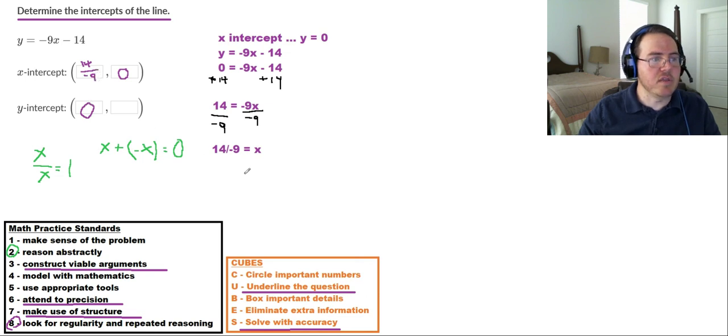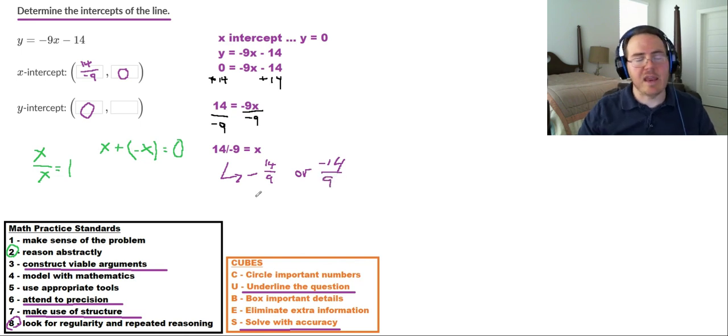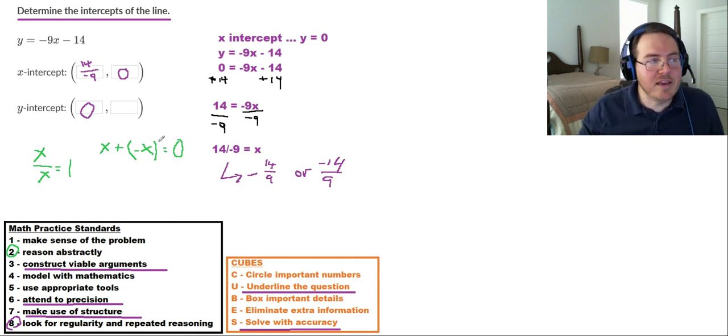And just to be clear, this could also be written as negative 14 ninths in this fashion, or you could even say negative 14 over 9. The negative symbol just has to be somewhere. So when you go to enter your answer, I think it'll take it any way possible, but this is probably the first way you come to it. So yeah, negative 14 ninths is where the line crosses the x-axis.